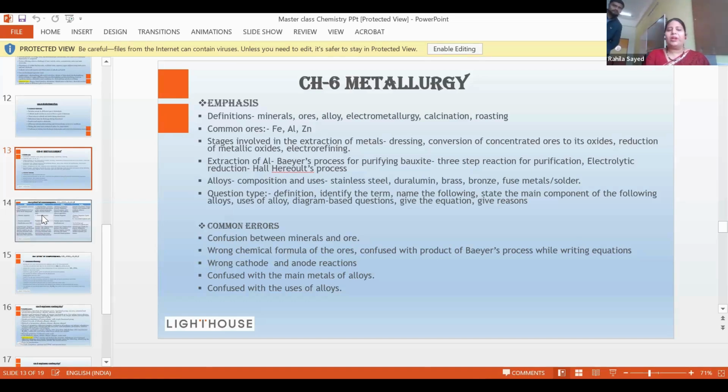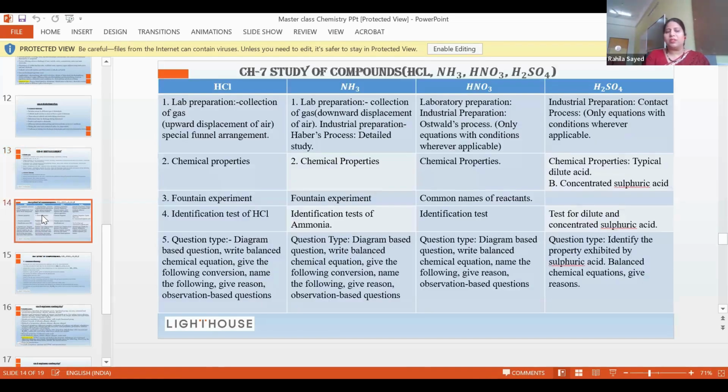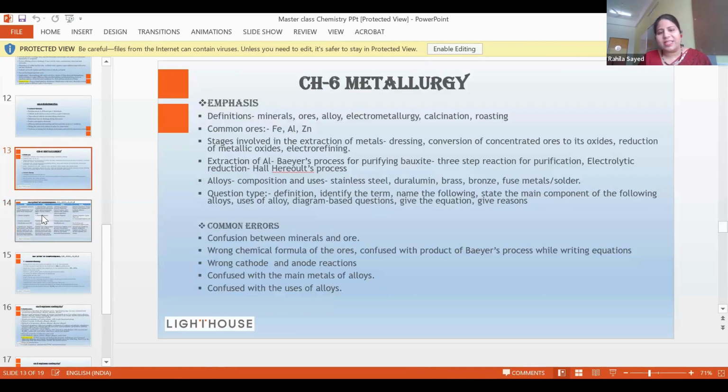Next, you tend to write the wrong chemical formula of the ores. You get confused with the product of Bayer's process while writing the equations. Wrong cathode and anode reactions, confused with the main metals of alloys. This is a question that is asked: give the main metal of the alloy. So you need to know which is the main metal. What you do is you write all the elements, but which one is the main, you have to underline that. Then you get confused with the uses of the alloys. It is also asked in the paper.